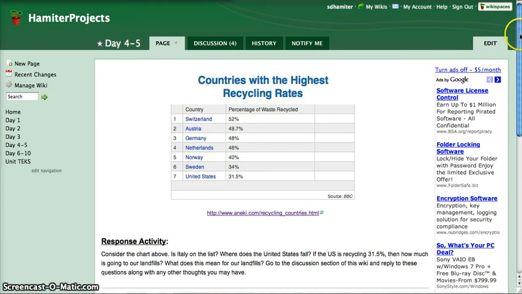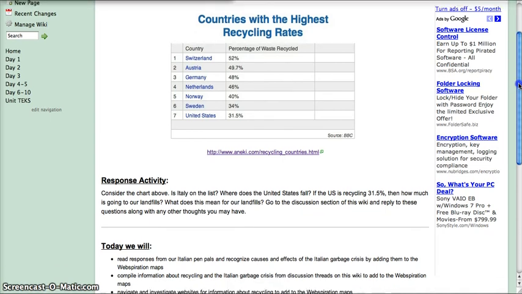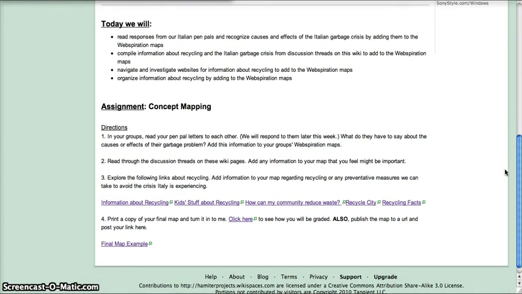Their response activity is first to look at this chart and for them to see, well, the United States is number 7 with the highest recycling rate, and Italy is not even on there at all. So maybe perhaps that could be some of their issue. Today and tomorrow they're going to be doing a lot of research, and the best place for them to put that, I think, is on their concept map that they started on day 1.